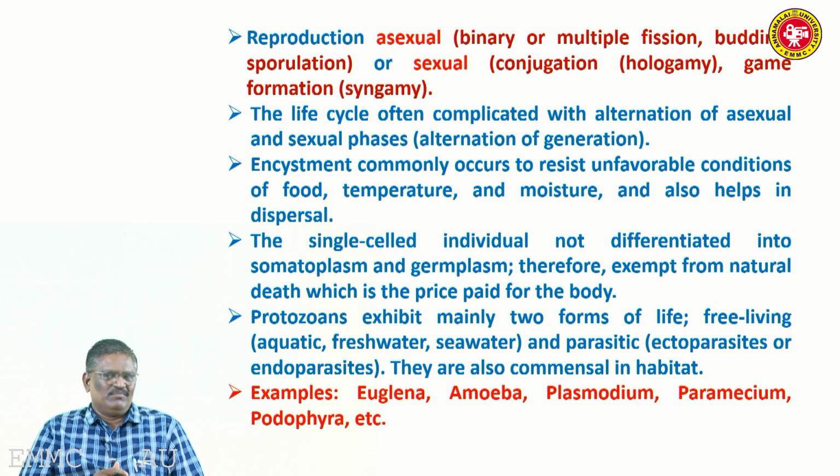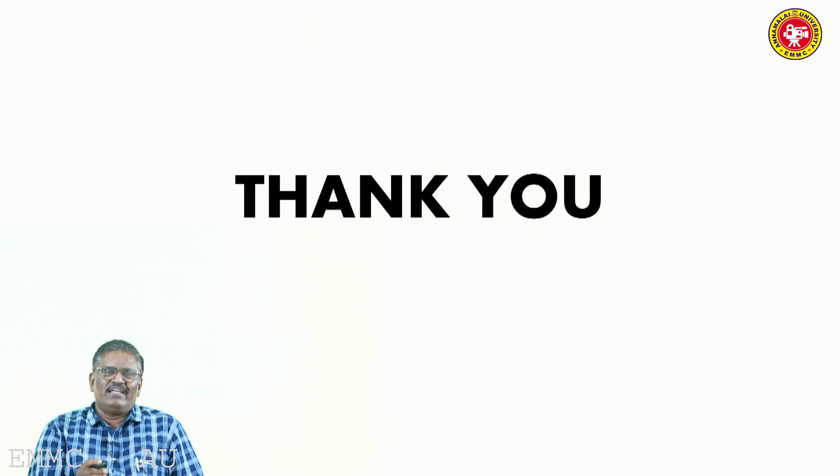The protozoans exhibit mainly two forms of life, as I already told you: free living organisms and parasitic organisms. They are also commensal inhabitants. For example, you know very well amoeba, euglena, paramecium and plasmodium. So these are some general and salient features of protozoans. Okay, thank you.